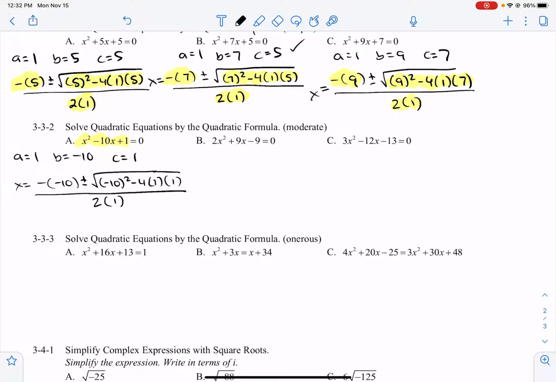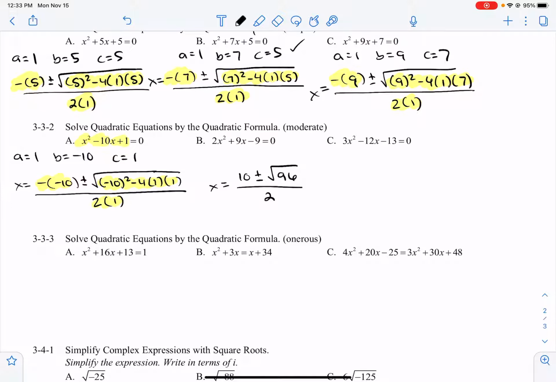All right, clean up what we can. This part, the inside part, and the bottom. So x equals 10 plus or minus the square root. Negative 10 squared is 100. Minus 4 is going to be 96. And all of that is going to be divided by 2. Does that seem right? Yeah, that looks right to me.